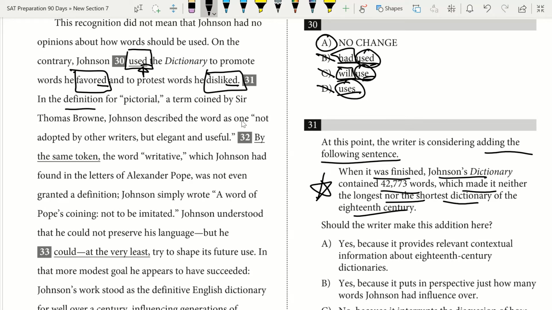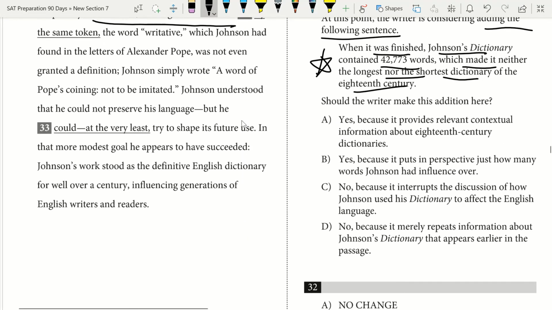And if we read the next sentence after, we have, in the definition for pictorial, a term coined by Sir Thomas Browne, Johnson described the word as one not adopted by other writers, but elegant and useful. So this is really just continuing our discussion of him promoting words and protesting words, so we don't want to interrupt that with a discussion about how many words he did or didn't use. So we're not going to want to add it here.